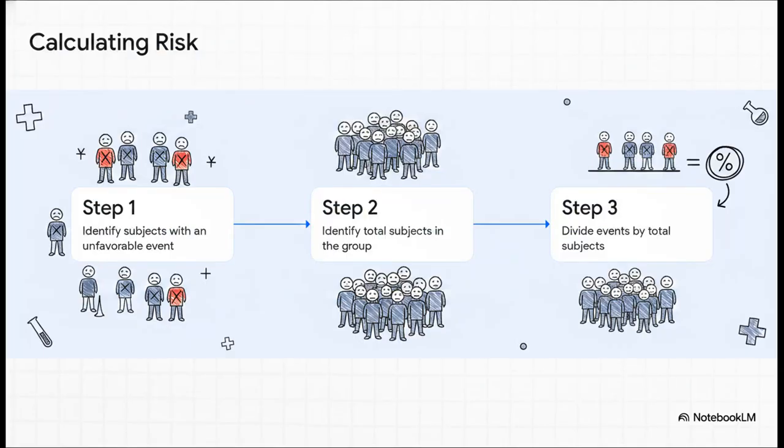Once we know who is in our trial, we need to know what happened to them. Calculating basic risk is super straightforward. It's just looking at the part out of the whole within one specific group. Step 1. Count the subjects who had the unfavorable event. Step 2. Look at the total number of subjects in that exact group. And Step 3. Just divide the events by the total subjects, right? It's just a basic percentage, but honestly, it forms the entire foundation of everything else we're going to calculate today.